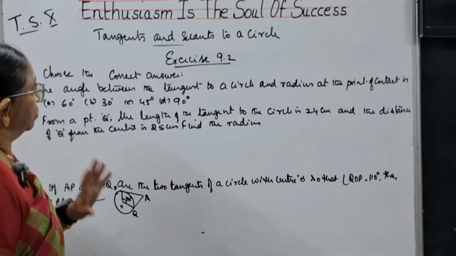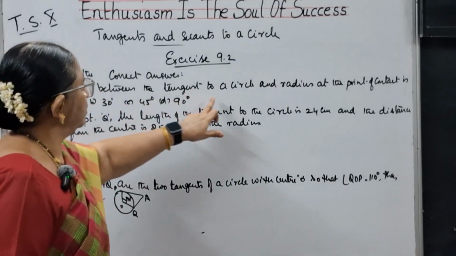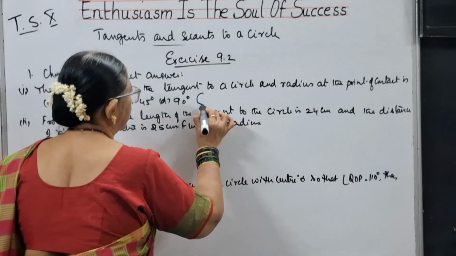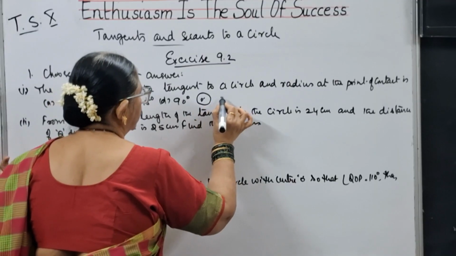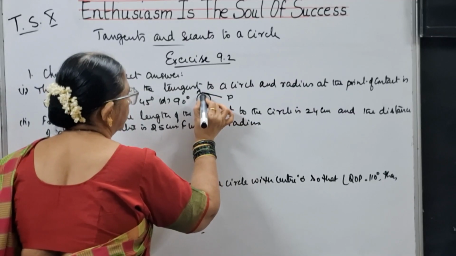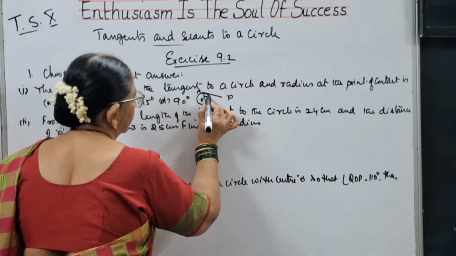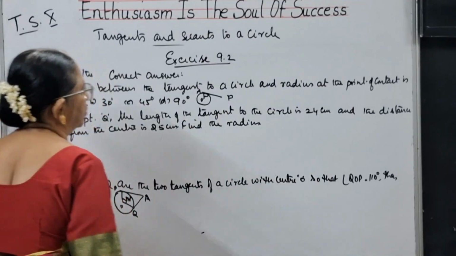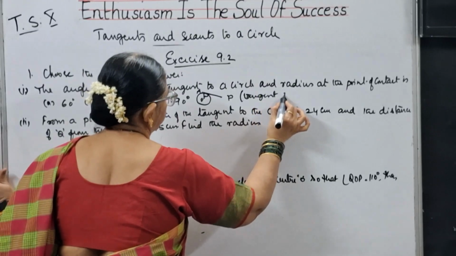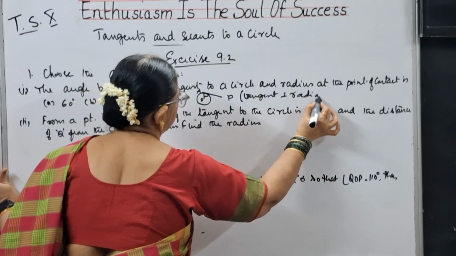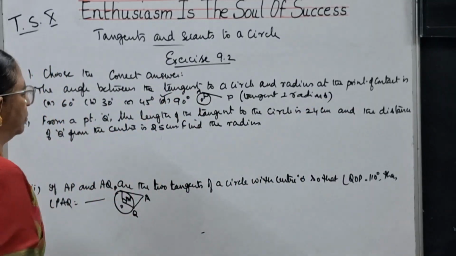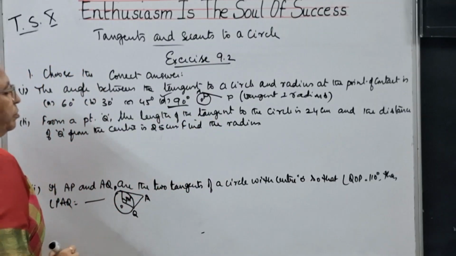See, the first question is, of course, directly we can say: the angle between the tangent to a circle and the radius at the point of contact. That means you have a circle with the center O, and PA is the tangent. What is this angle they are asking? Always the tangent is perpendicular to the radius. You know that pretty well. Perpendicular means how much? It is 90 degrees. So this is the answer for this bit.